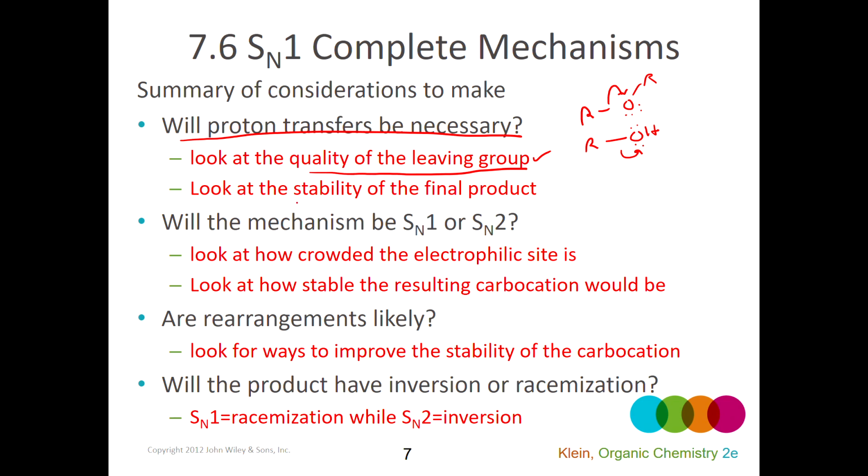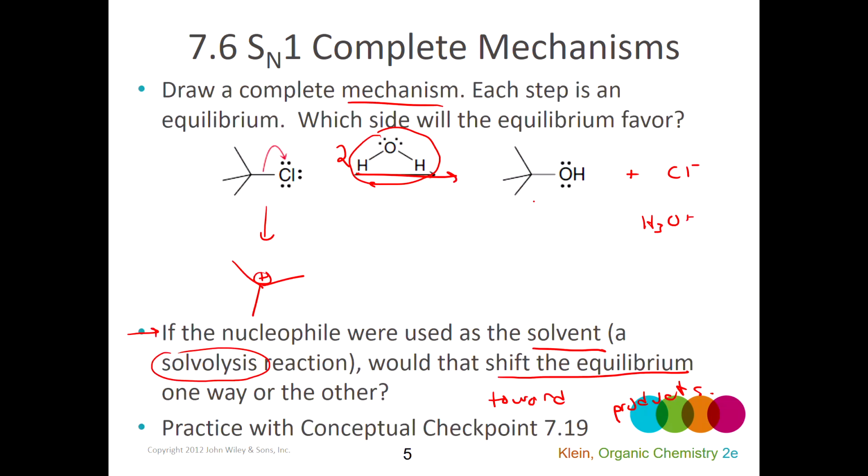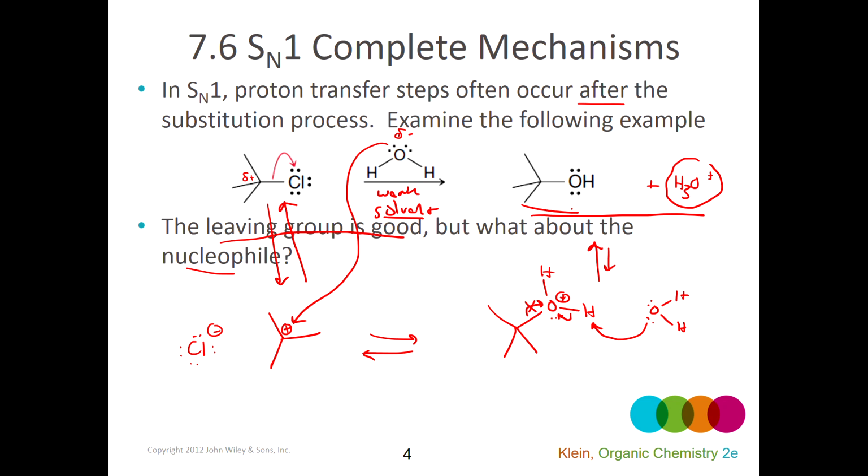It may also be necessary to do a proton transfer at the end of the reaction. So what we're talking about there is this one over here, right? When the nucleophile attacks, since it's a weak nucleophile, it becomes positively charged. So I need a proton transfer to remove that proton and make the product stable in the end.